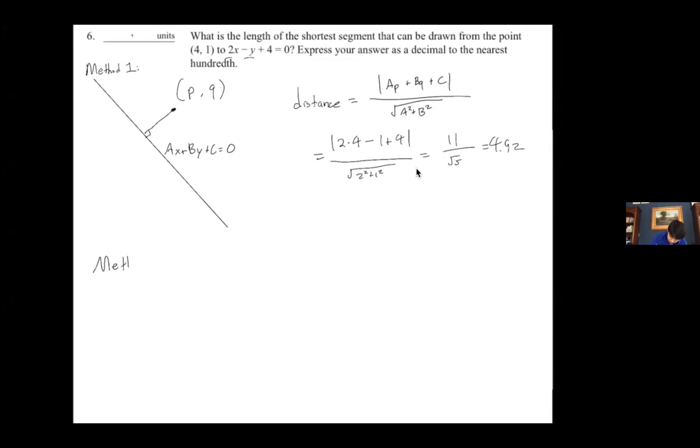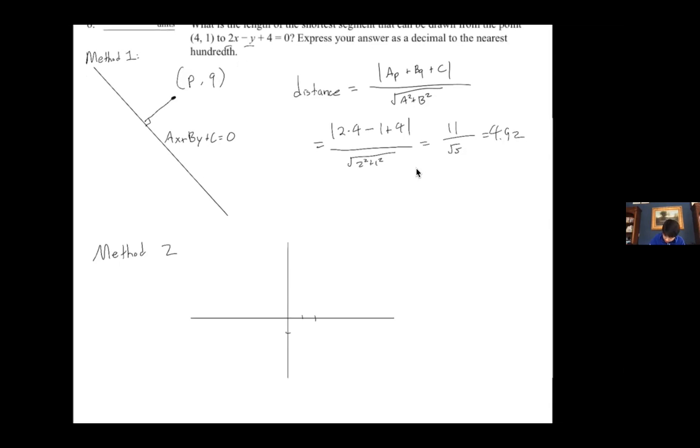For method 2, you will have to draw the axes. Our x-intercept is at x equals 2. Our y-intercept is at -4. Actually, our x-intercept is -2 and our y-intercept is 4. Got that one mixed up. And so that's our line. Then we're trying to find the distance between this point and that line.